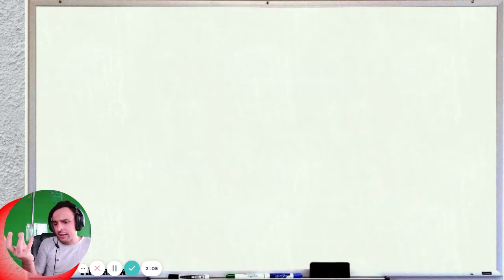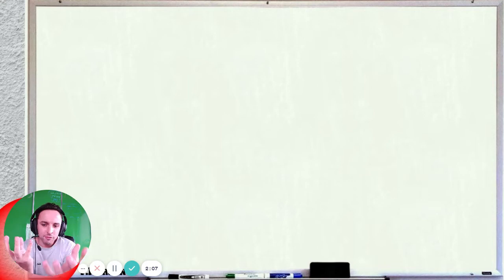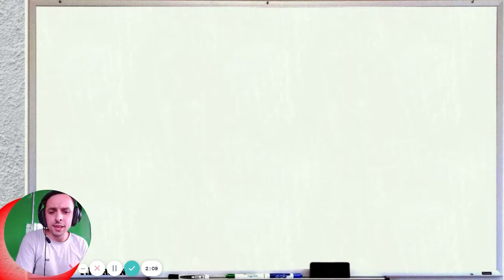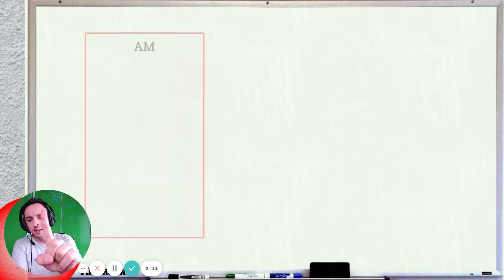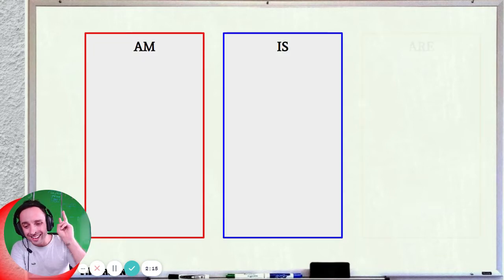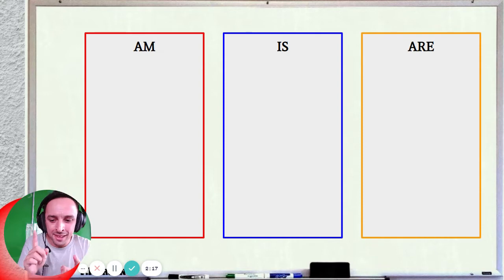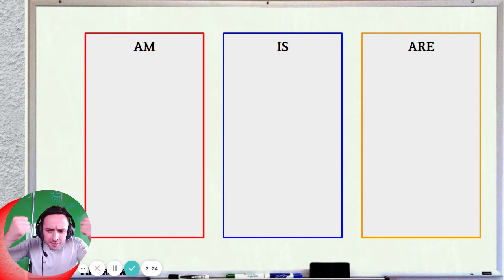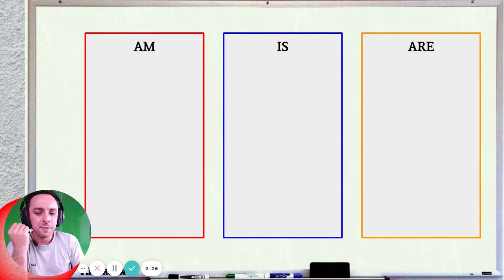What else did we do? So we have your English subject pronouns. We connect them with your verb to be. There's three verb to be's. Am, is, and are. Am, is, are. Your three verb to be's. Now let's take your verb to be and put it together with a pronoun, okay?